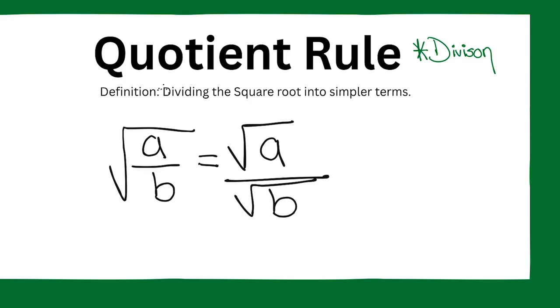So the definition I have is dividing the square root into simpler terms. Now, this is better shown than explained, so I am going to go over the rule. I have the square root of a divided by b. To solve this, I would simply put their own terms under their own square roots. So I have the square root of a divided by the square root of b.